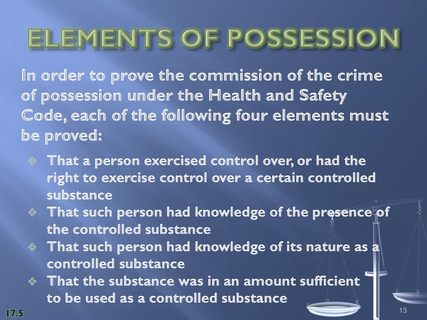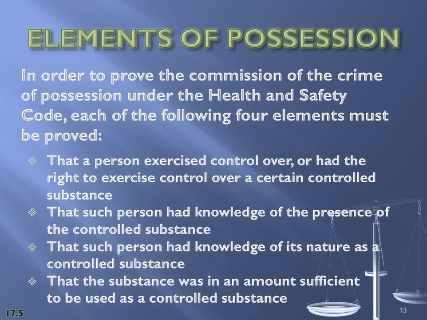In order to prove the commission of the crime of possession under the Health and Safety Code, each of the following 4 elements has to be proven. Number 1, that a person exercised control over or had the right to exercise control over a certain controlled substance. Second, that such person had knowledge of the presence of the controlled substance. Third, that the person had knowledge of its nature as a controlled substance. And finally, fourth, that the substance was in an amount sufficient to be used as a controlled substance.